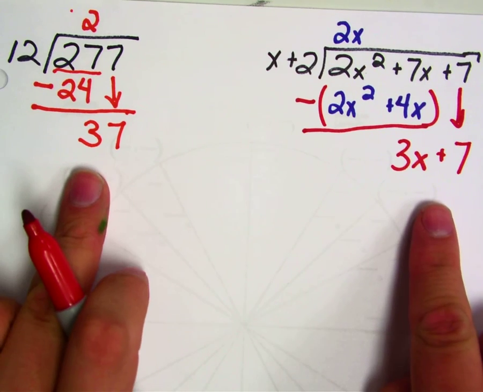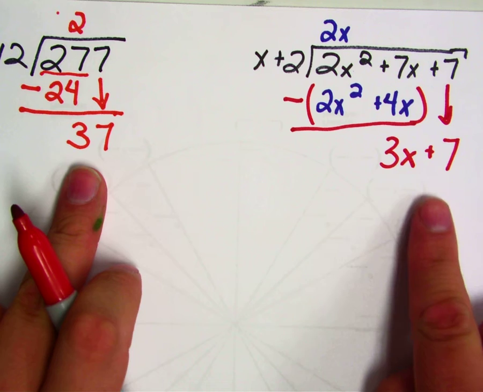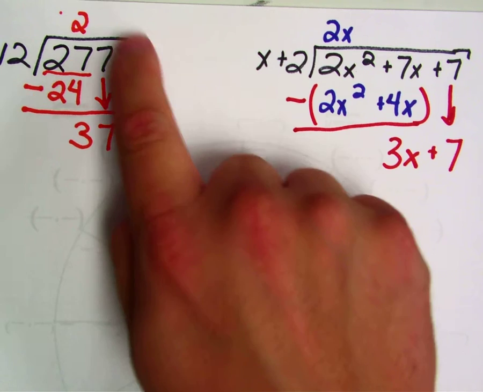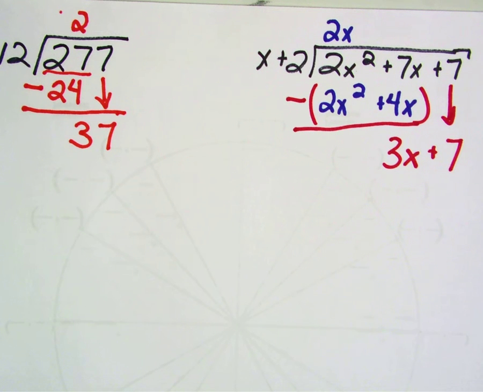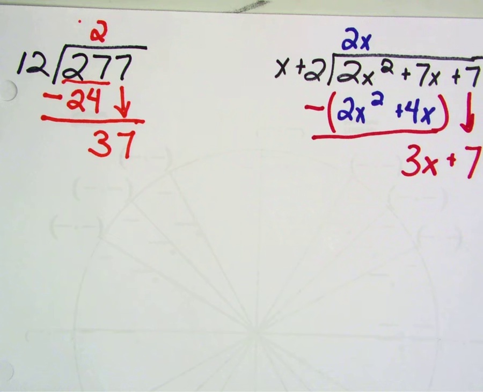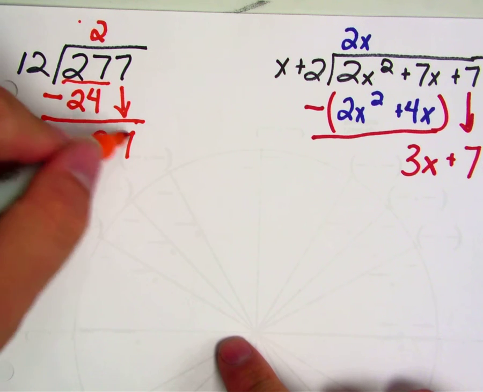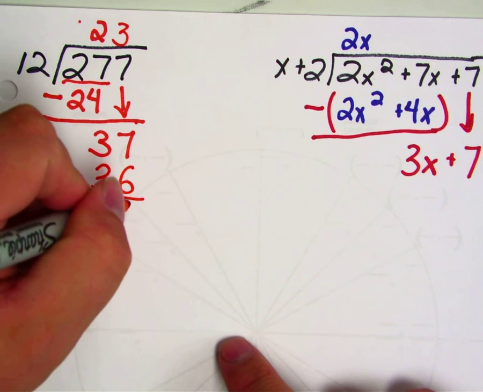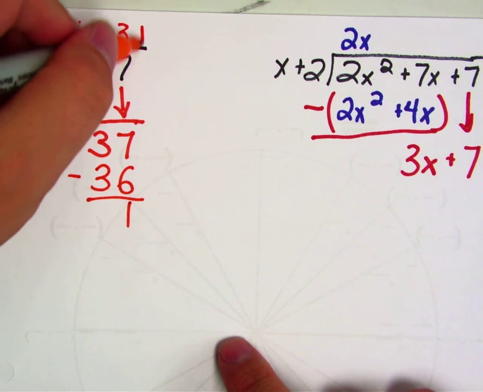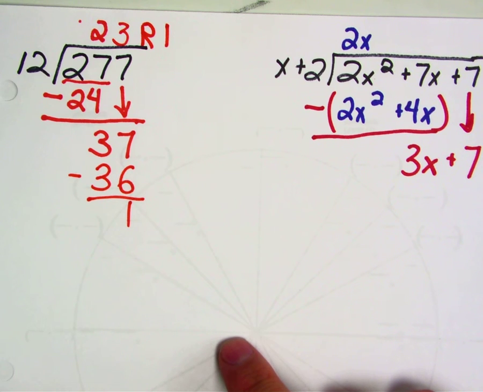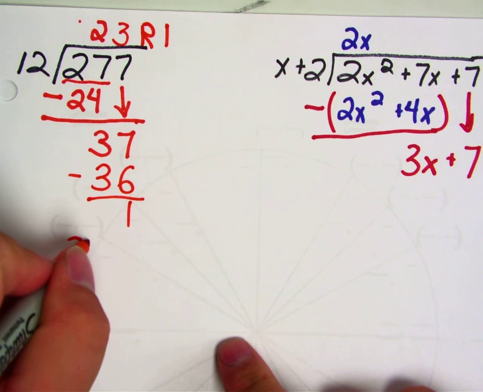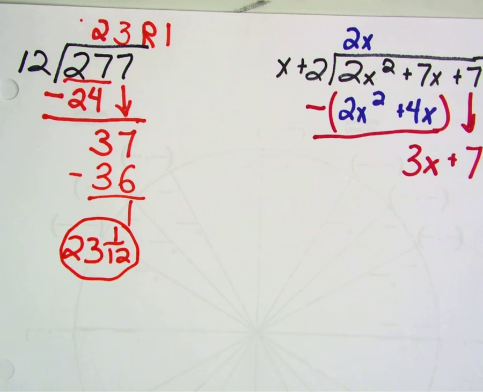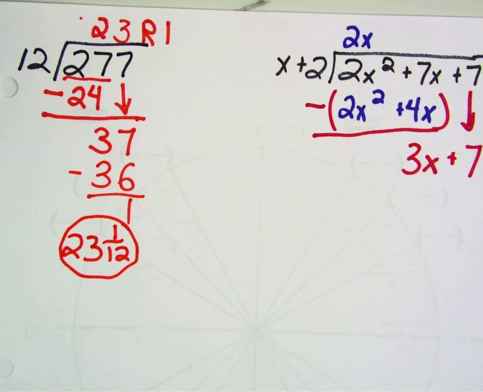You'll see in both examples, the number and the polynomial, we end up with the exact same numbers. That's not always going to happen because of things like carrying that we can do in the real number system that we can't do in polynomials. So back over to our number, we ask again, how many times does 12 go into 37? This time it's going to go in 3, and that's 36. We subtract and get a remainder of 1. So we'd say it's 23 with a remainder of 1. If we remember what that means, it really means we have 23 and 1/12 as a mixed number. We could do that as a decimal, but we're going to leave it as a mixed number.